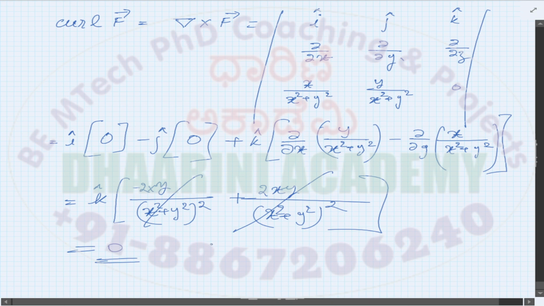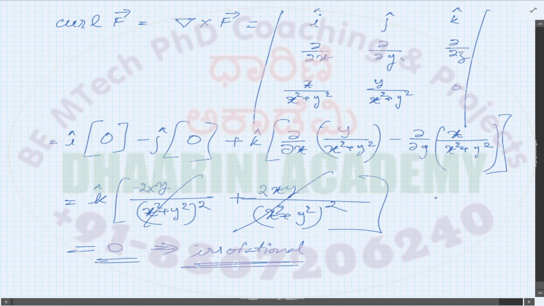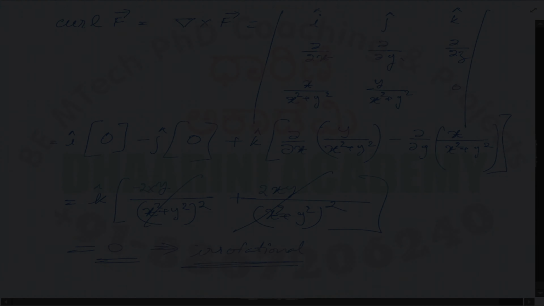Since curl of the vector f is 0, you can call the given vector f irrotational. So in order to prove that a given function is solenoidal, calculate the divergence of f and check whether it is equal to 0. If 0, you say that the answer is solenoidal, right? At the same time, you perform the curl of that vector, and if the answer is 0, you can say that the given vector f is irrotational.